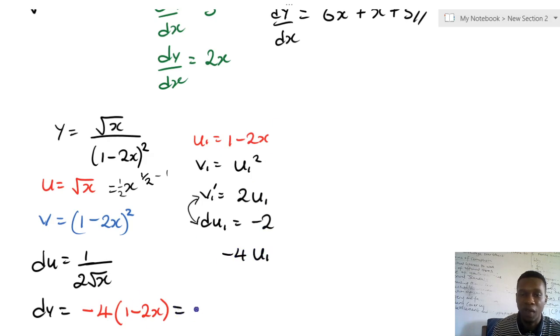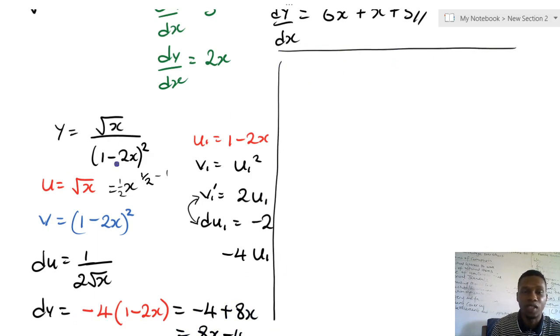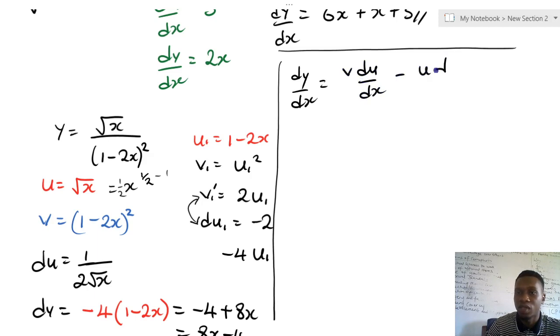So when I open this bracket, I have minus 4, then minus 4 times minus 2x will give me plus 8x. So rewriting this, I can write it as 8x minus 4, and that is my dv. So bringing it into our equation for solving our quotient rule, our quotient rule tells us that dy/dx is equal to (v du/dx minus u dv/dx) over v squared. Now the quotient rule almost looks like the product rule, only that there is a negative sign here, and then we have divided by v squared.